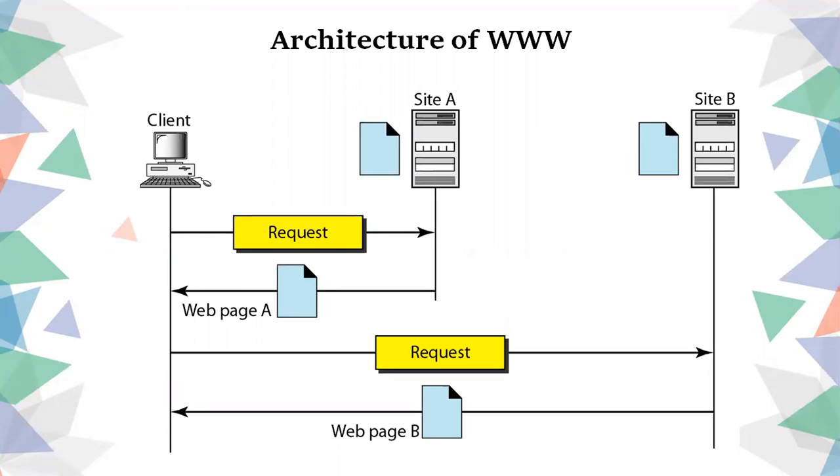So the architecture of the World Wide Web, we have a client and the server. It's a client server model, and we need to access a page. So we need to access a site. That particular site has a web page. If you want that, you need to give a request to the particular site. There will be a response, and they will provide web page A. Like that, we have a request to site B, another site. A new request will be given, so that will be transferred.